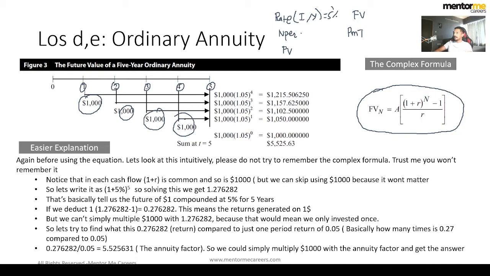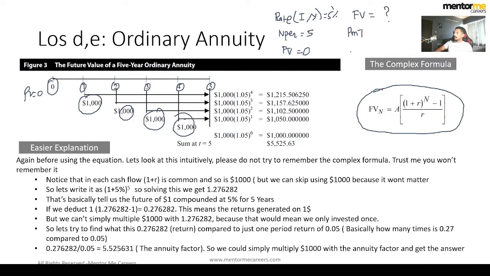So we're just going to write the rate. If you see, this is an ordinary annuity, so we don't really have to worry about that. We've got about 5 periods out here, right? We don't have a present value. See, at 0, we don't have. So PV is 0, right? So we will just write the PV as 0.